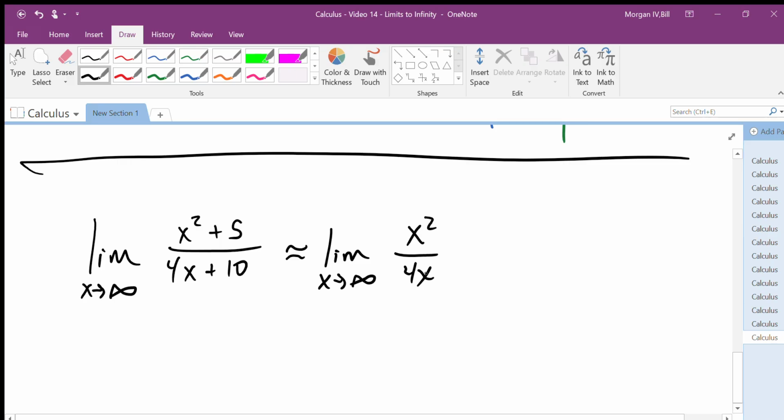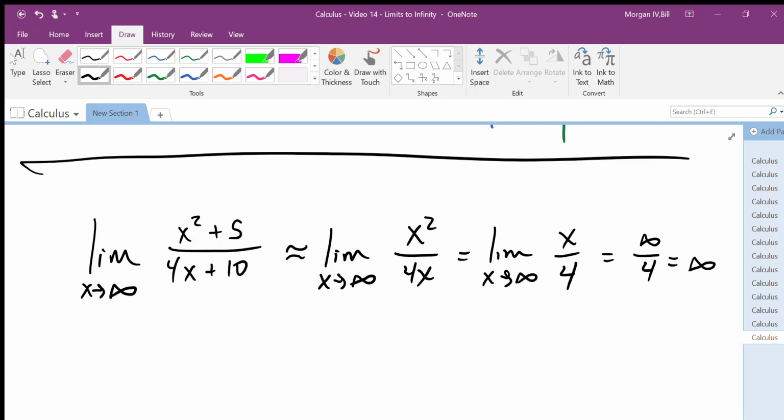Canceling, I can cancel one of the x's in the numerator with the x in the denominator. Therefore, I get the limit as x goes to infinity of x over 4. And as x goes to infinity, we have infinity divided by 4. That's still infinity. If you count forever and divide that by 4, you're still counting forever. It's still going to infinity. That's a little weird for some students, but you get used to it. Answer here is infinity.